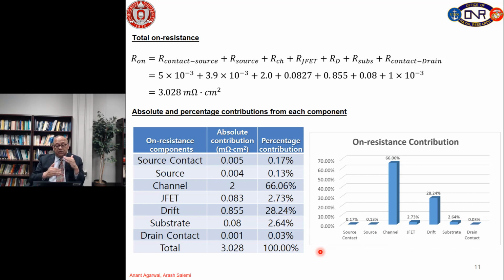Obviously, as we go to higher and higher voltage devices, the drift layer resistance will go up, and channel resistance will remain the same. So the percentage contribution of the channel resistance will reduce and the drift layer resistance will increase. So for very high voltage devices, 6.5 kV or 10 kV, this channel resistance is not a limitation because the drift layer resistance tends to dominate. This being a 1200 volt device, roughly 66% of the resistance comes from the channel.